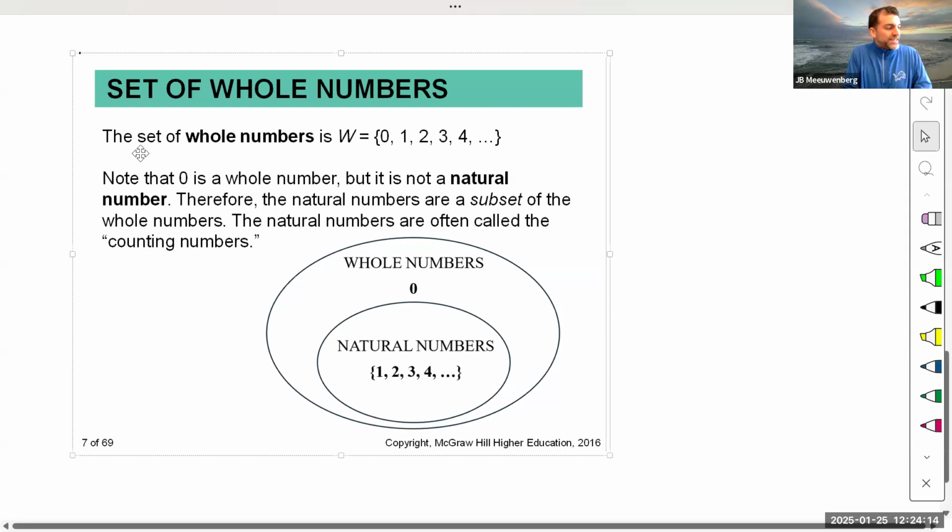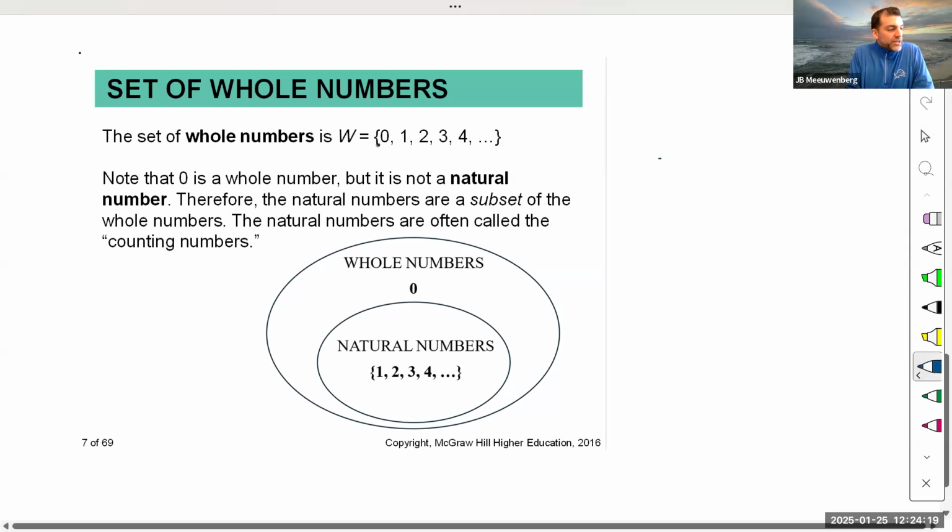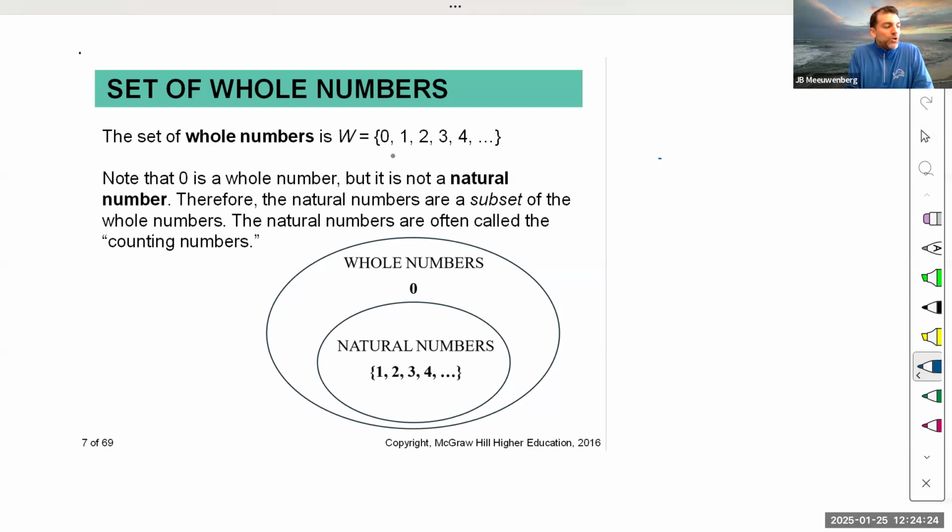The set of whole numbers is W equals 0, 1, 2, 3, 4, dot, dot, dot, the ellipses. So whole numbers start at 0 and they work their way up counting by ones. Note that 0 is a whole number, but it is not a natural number. So a natural number is often what we call counting numbers. And so natural numbers, as you can see here, are a subset of whole numbers. Whole numbers include 0, but natural numbers don't. So that's an important distinction. I want to make sure we talked about that before moving too far on in this chapter.